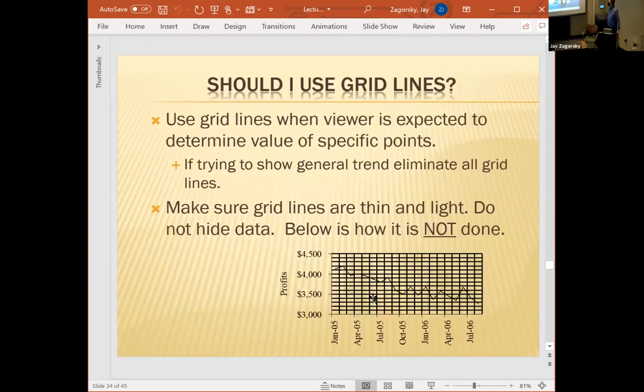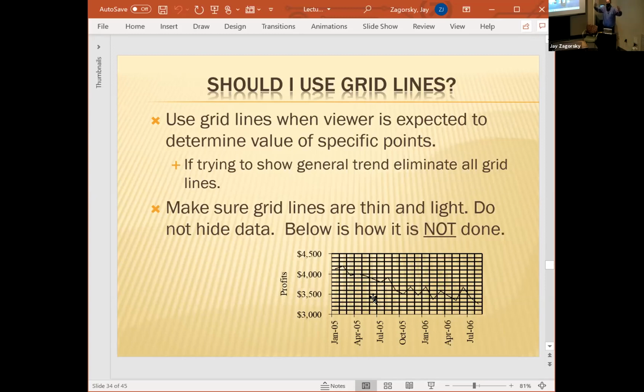Should you use grid lines? If people are trying to see very specific points, use grid lines. If they're not trying to see specific points, don't use grid lines. Don't go overboard on grid lines. I have a graph down here on the bottom, the same profit graph, with both horizontal and vertical grid lines. We have trapped the data.